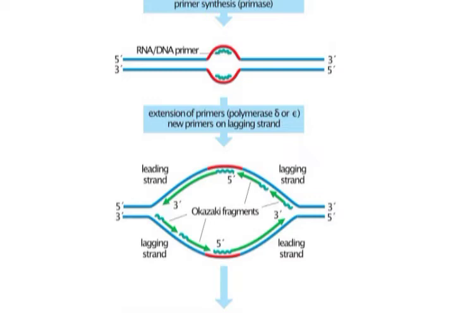Okazaki fragments are short sequences of DNA nucleotides, approximately 150 to 200 base pairs long in eukaryotes, which are synthesized discontinuously and later linked together by the enzyme DNA ligase.